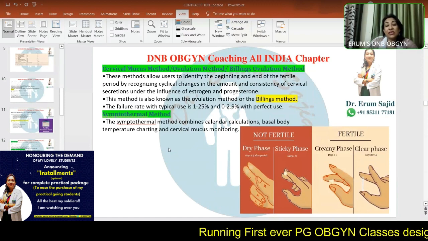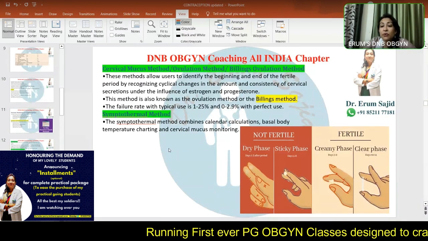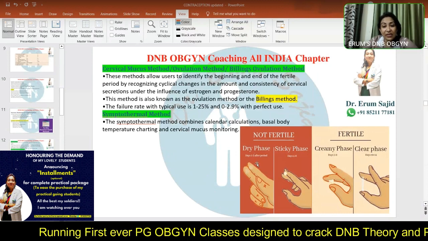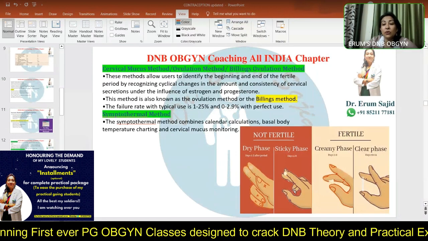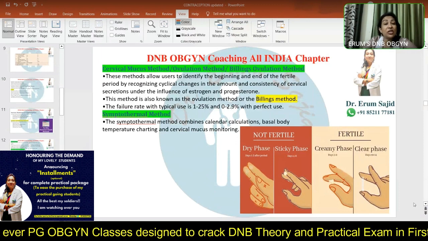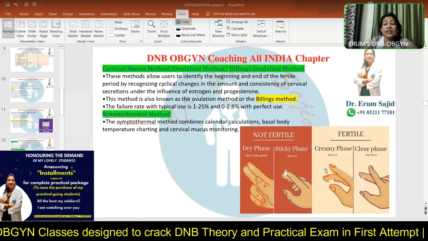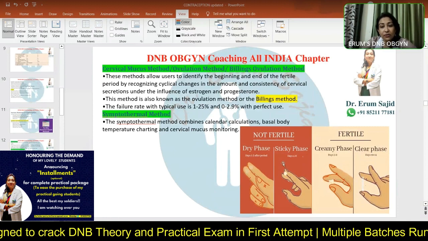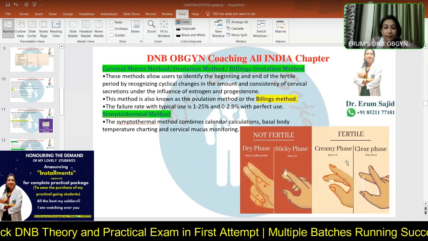So what you do is, can you see over here, I've included a beautiful slide. Dry phase, sticky phase, you'll see this kind of mucus, then creamy phase and stretchy phase, the clear phase. This is the period at which you're fertile. So just be away from the partner. This slide will teach you everything.